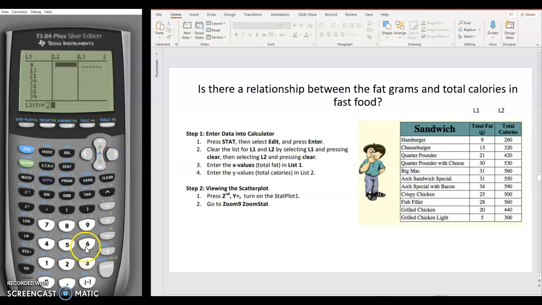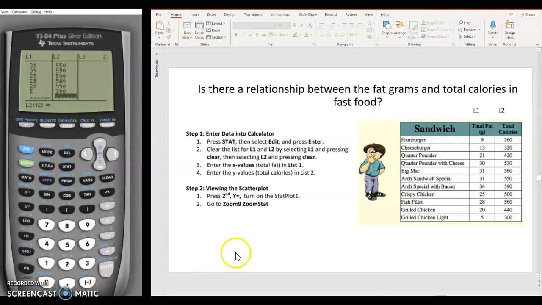Now in total calories, I'm going to enter the values that I have. So 260, 590, 500, 560, 440, and 300. Now I have all of these values.